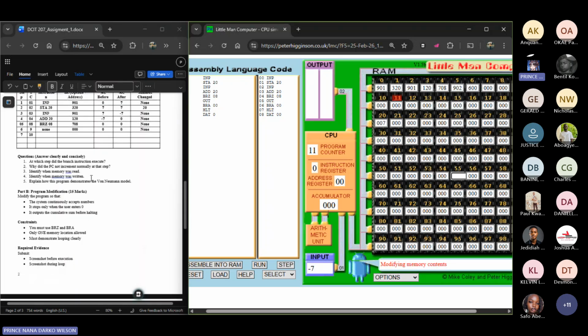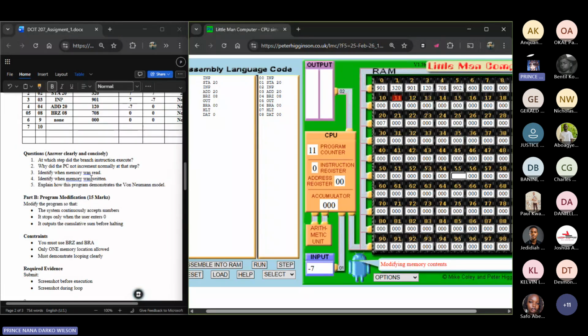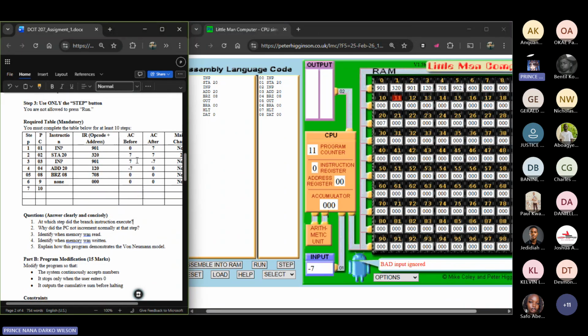So I'm just here to help you. I'm not here to blindly give answers to you. So it says, at which step did the branch instruction execute? The initial branch instruction was here, branch 0 at 08, and that should have happened at step 5, right? So it happened at step 5. The branch instruction executed at step 5.